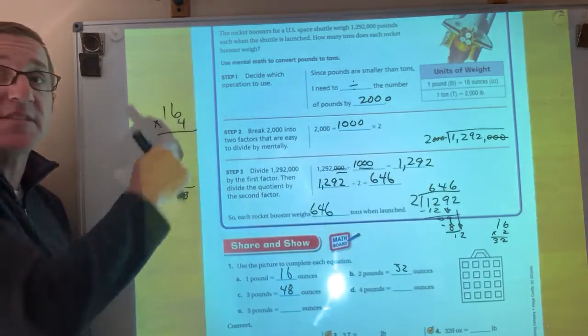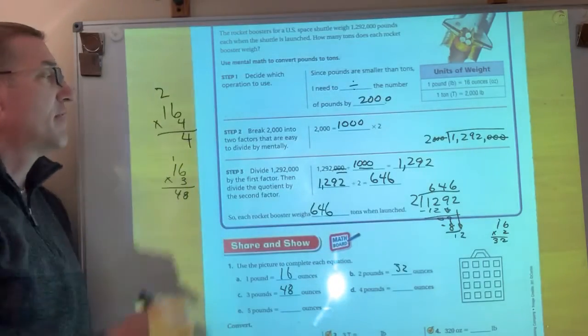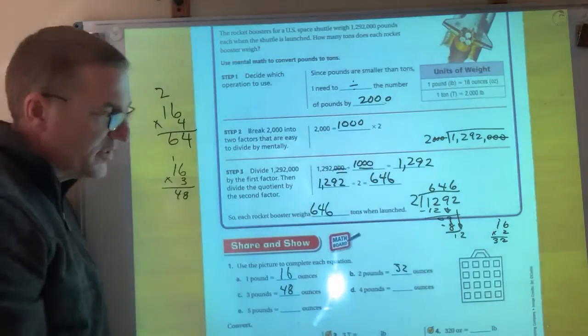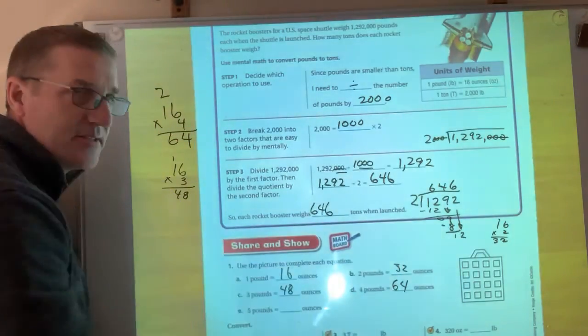Or you can go 4 times 6 is 24. Put my 4 there, my 2 up there. 4 times 1, of course. 4 plus 2, 64, which is something we've already done. And notice that it's double 32, so I could have just doubled that too.